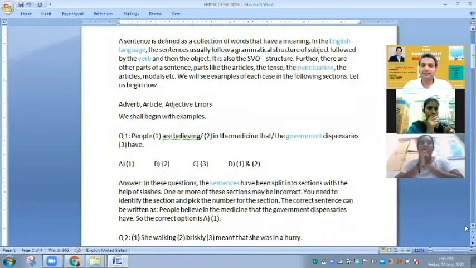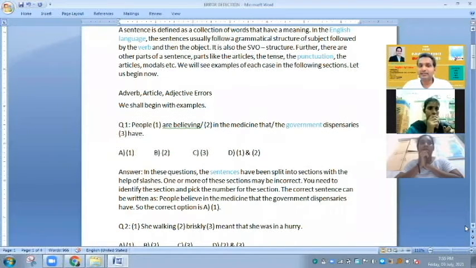What is the base for us? Look at this. In these questions, the sentences have been split into sections. In error detection, basically, the sentence will not come as it is, but it is broken into pieces with the help of slashes, otherwise obliques. One or more of these sections may be incorrect. You need to identify the section and pick the number for the section.